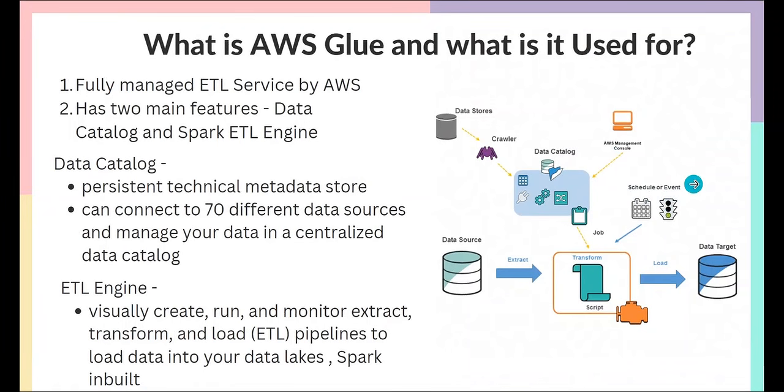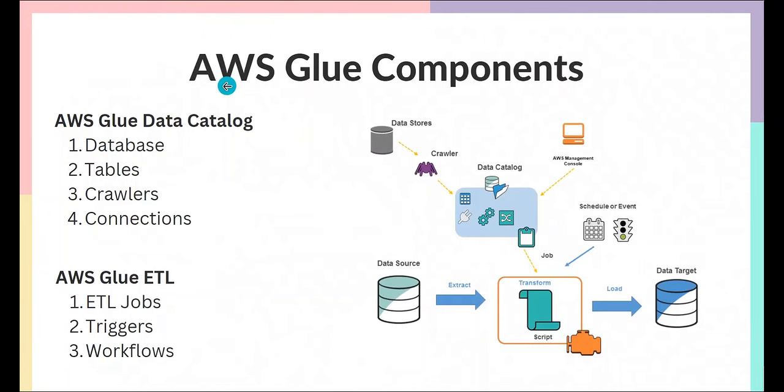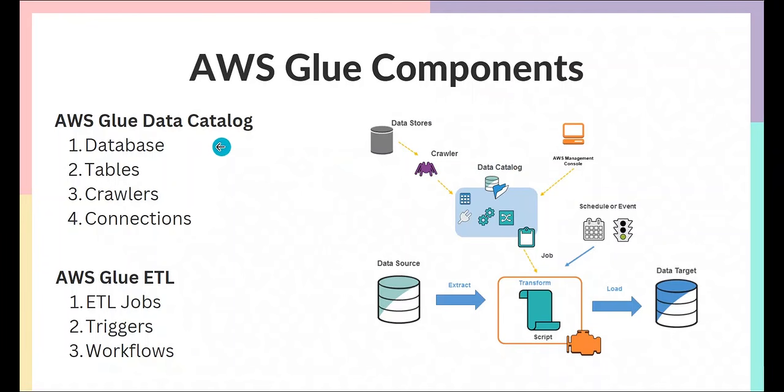With that idea, let's see what are the different Glue components and discuss each component in detail. There are two main components of AWS Glue, which is data catalog, and then there is ETL. Under data catalog, we will have database, tables, crawlers, and connections. And under ETL, we have ETL jobs, triggers, and workflows. These are the main components of AWS Glue, and we will be discussing each of these concepts in detail in this course. So let's go to AWS console and see how AWS Glue console looks like and see what are the components in AWS Glue.